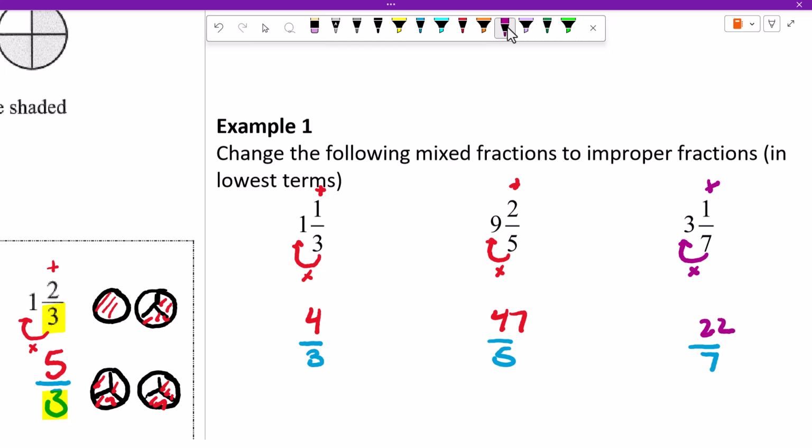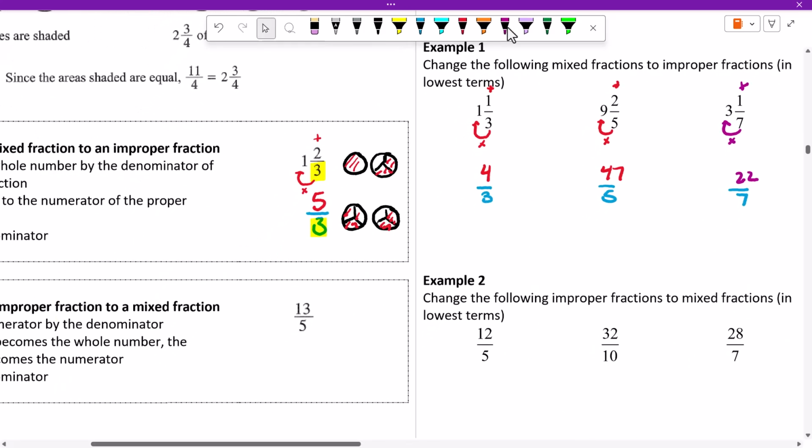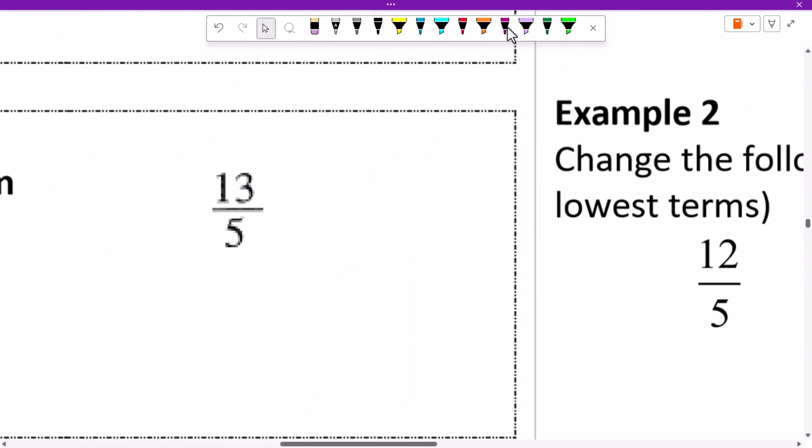Okay, we're going to do a lot of these. Going in the other direction is a little bit harder. If I give you an improper fraction, we want to go the other way, right? The top number shouldn't be bigger than the bottom number, so we need to figure out what the whole is.